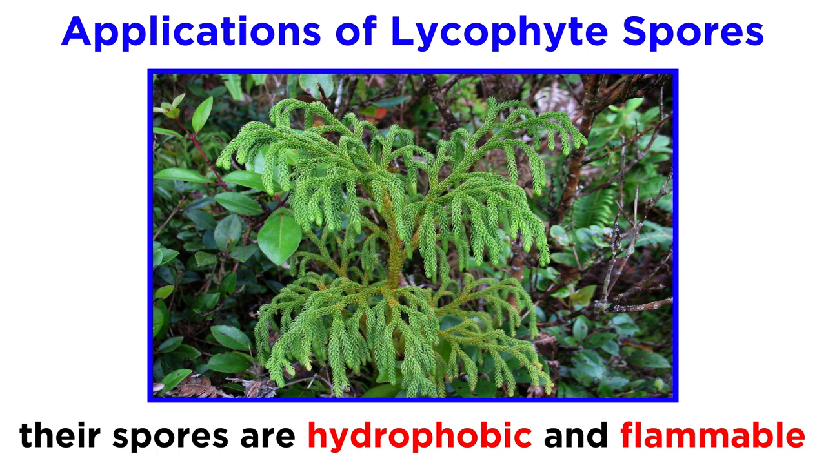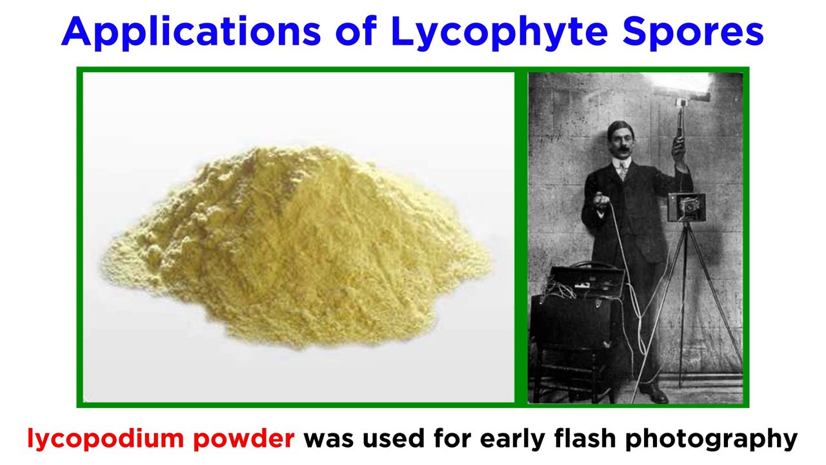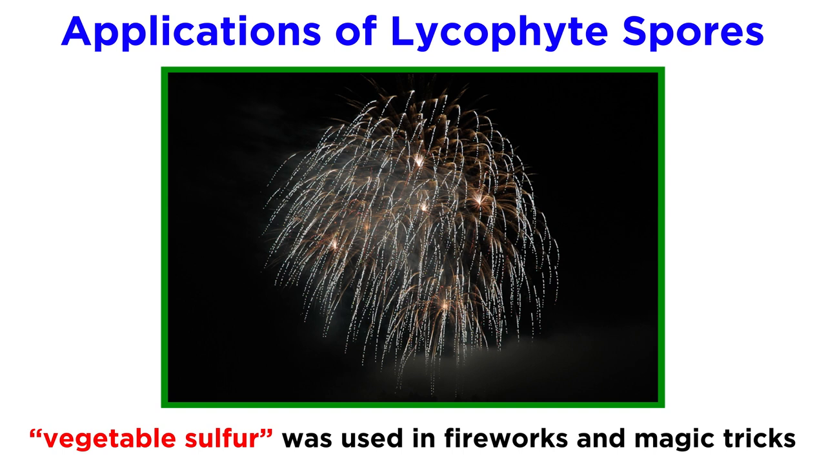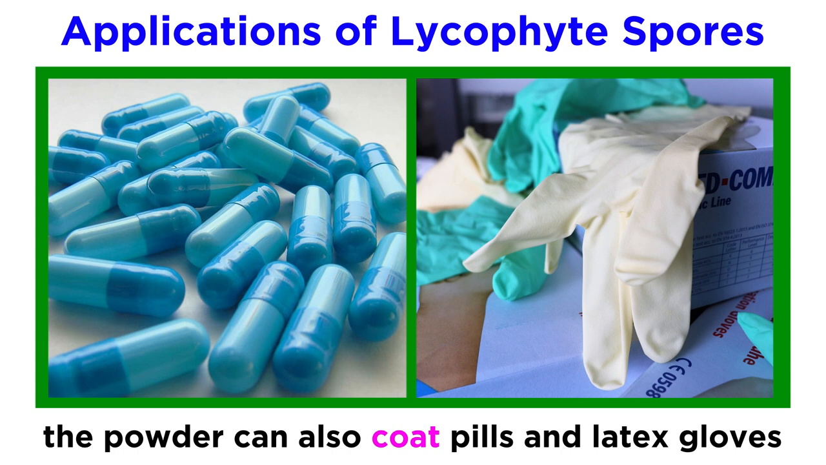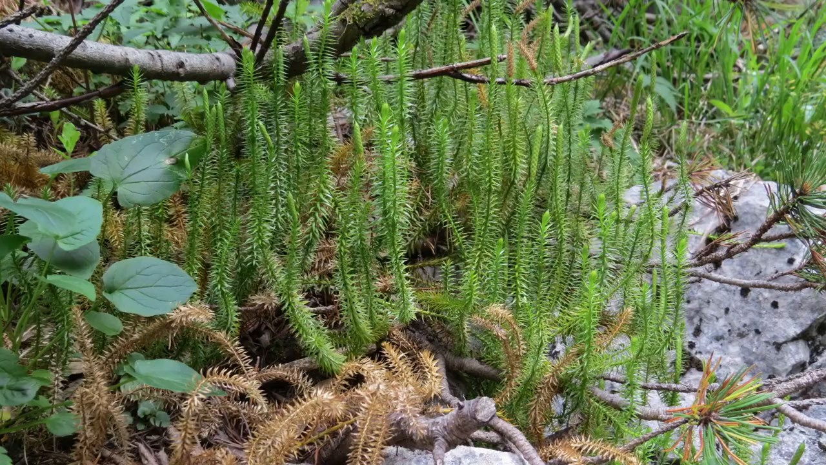In the early days of photography, club moss spores, or lycopodium powder, were used to create the flash needed to take pictures. Lycopodium powder, sometimes referred to as vegetable sulfur, has also been used in fireworks and magic tricks because of its explosive properties, and it has been used as a coating on pills and latex gloves, again due to its hydrophobic properties.